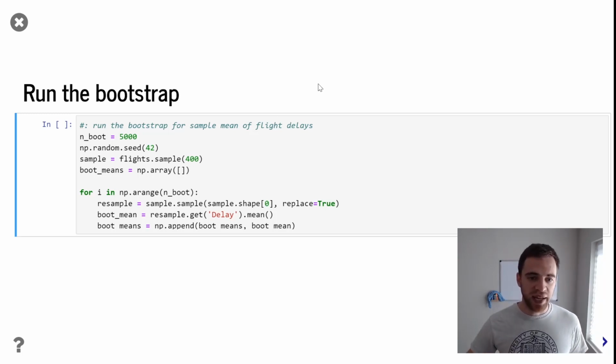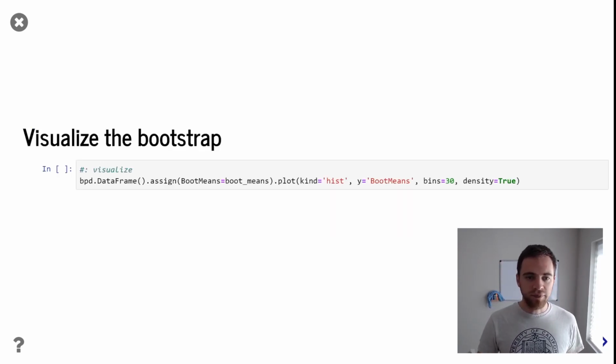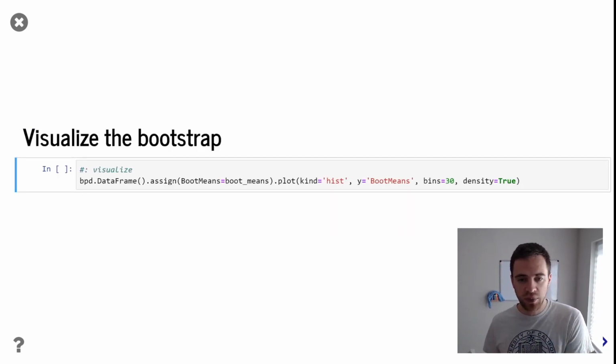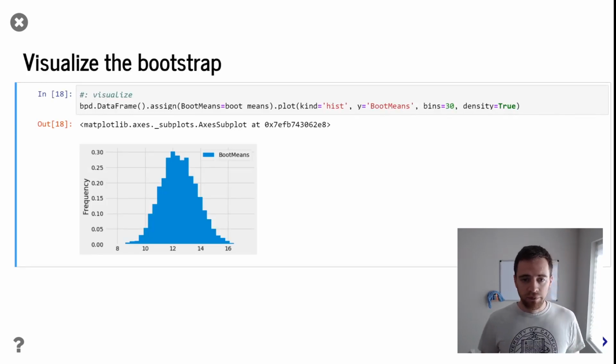Here's what we do. Remember, I gather a first initial sample, so I'm gathering 400 flights randomly. And then I'm going to resample that sample with replacement 5,000 times. Each time I calculate the sample mean, and I append that to an array of bootstrap means. So let's run this. It'll take a second, as always. Okay, great. So let's visualize the distribution that we got from the bootstrap.